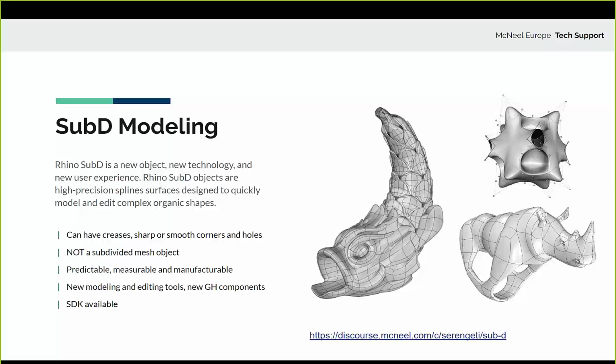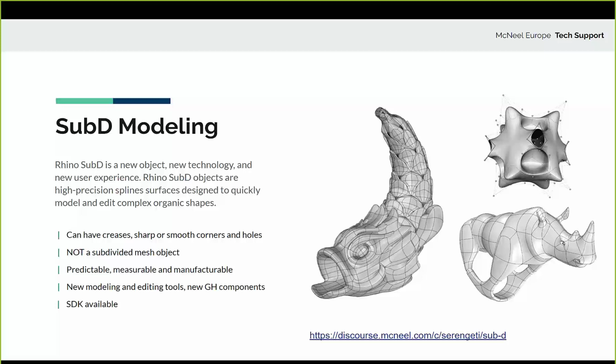Sub-D objects are high precision spline surfaces. They can create creases, sharp or smooth corners, and also holes. It is designed to quickly model and edit complex shapes like the ones you can see on the right side of this slide. And these Rhino sub-D surfaces are predictable, measurable, and manufacturable.